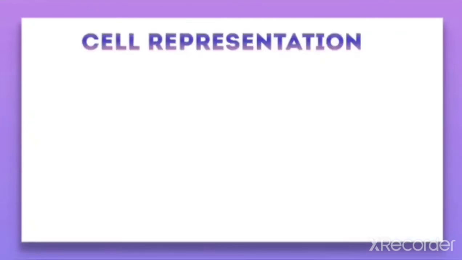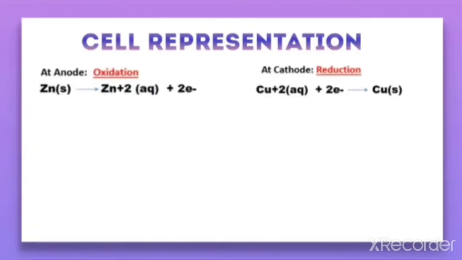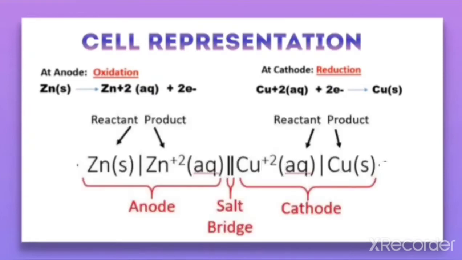How to write a cell representation for any cell, that we are going to discuss here. For this galvanic cell, that is the zinc copper galvanic cell, the two reactions taking place are at the anode, that is oxidation, and at the cathode, that is reduction, which are given here. So on the basis of these equations, we write the cell representation for this cell in this way.